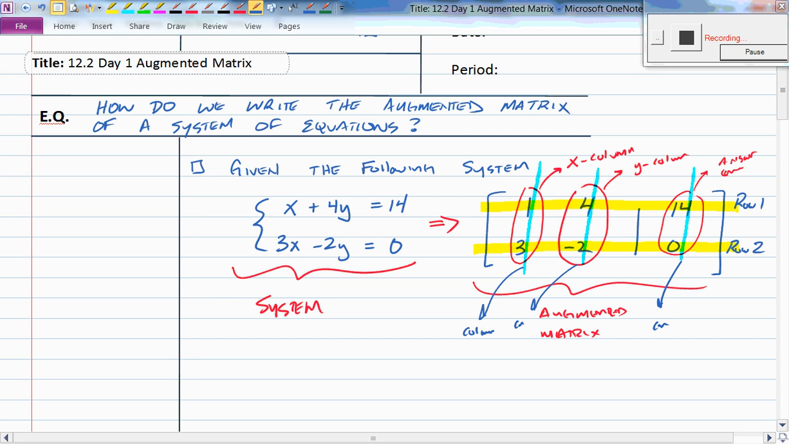Okay, so these are all the parts of it. And now each of these little things here, like this 1 right here and this 3, these are what we call entries.